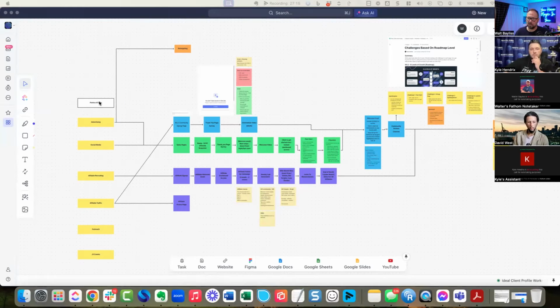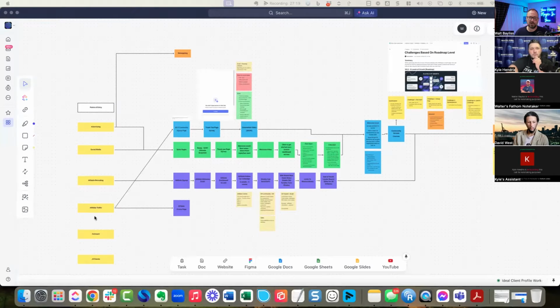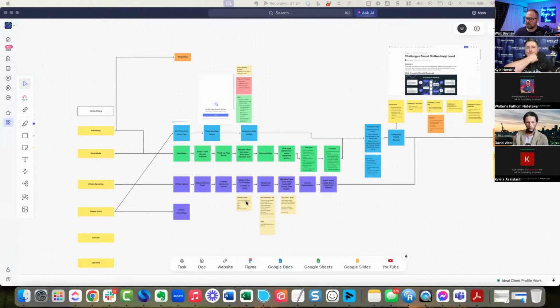We're talking about where the traffic comes from, all right? And then each point of this we're diving into: what happens when they land on the community page, what happens when they land on a specific sales page, how affiliates bring people in, all of this. And then there are pieces of these puzzles that have a lot more detail in them.